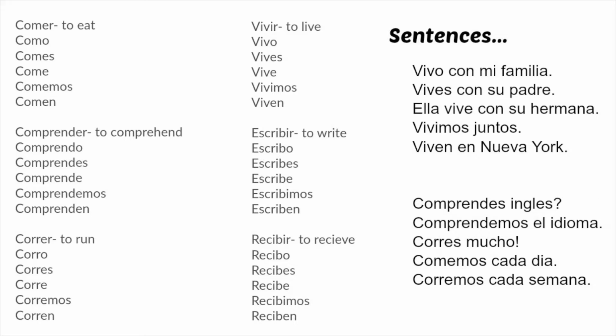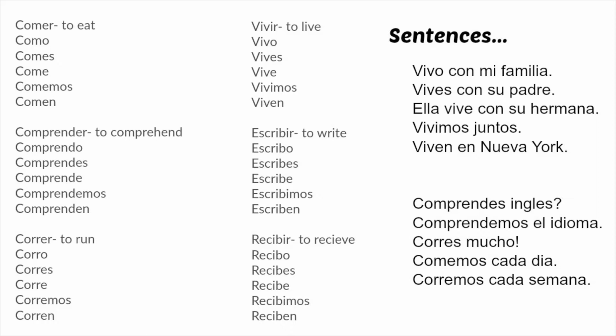So let's look down at correr, which is to run. Corro, I run. Corres, you run. Corre, he or she runs. Corremos, we run. Corren, they run. Up at the top right, you have vivir, which is to live. So you have vivo, I live. Vives, you live. Vive, he or she lives. Ella vive en México. She lives in Mexico, right? Vivimos, we live. Viven, they live.